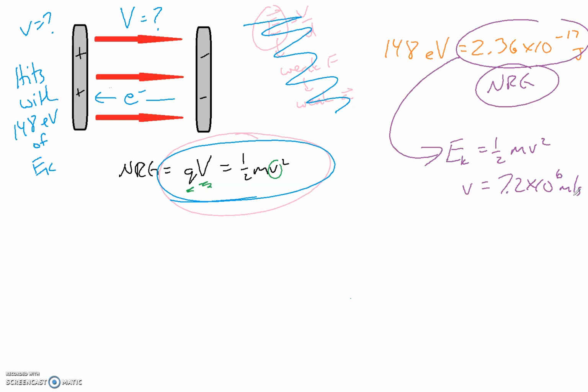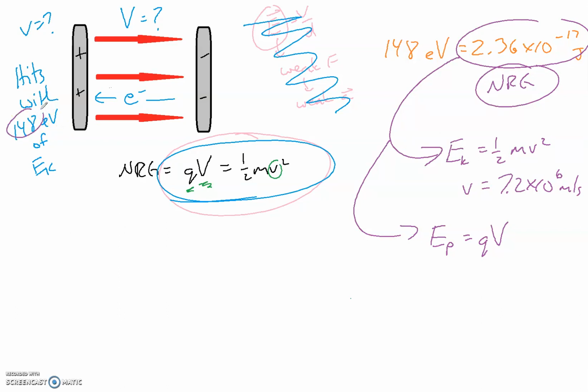Now if I want the voltage, that 2.36 times 10 to the negative 17, this is also the potential energy, which a lot of people just use Q times V to solve for. And I can solve for my voltage with this. I can solve for my potential difference. Just take that 2.36 times 10 to the negative 17 and divide it by the charge of an electron, and I've got the voltage that was used. Now, the thing is, if I do that, that's going to be my 148.